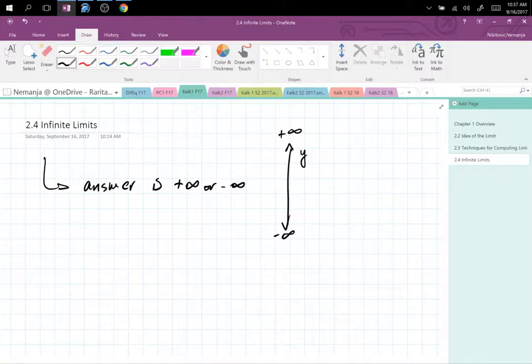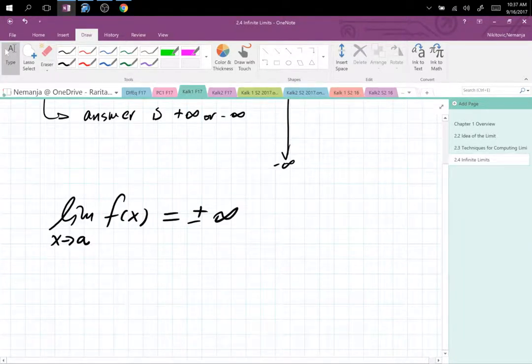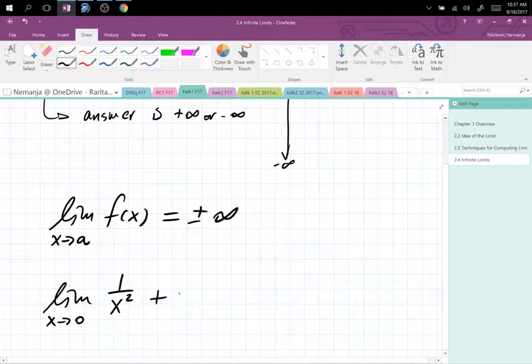So essentially, what are we looking at? We are looking at a problem where the limit of f of x is going to produce plus or minus infinity as x goes to a certain finite value. The perfect example for this problem would be the limit of 1 over x squared as x goes to 0. The answer is positive infinity in this case.